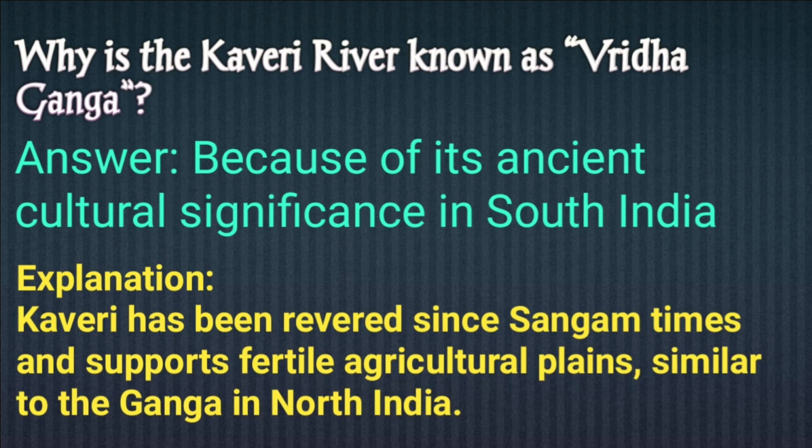Why is the Kaveri River known as Rita Ganga? Answer: Because of its ancient cultural significance in South India. Explanation: Kaveri has been revered since Sangam times and supports fertile agricultural plains, similar to the Ganga in North India.